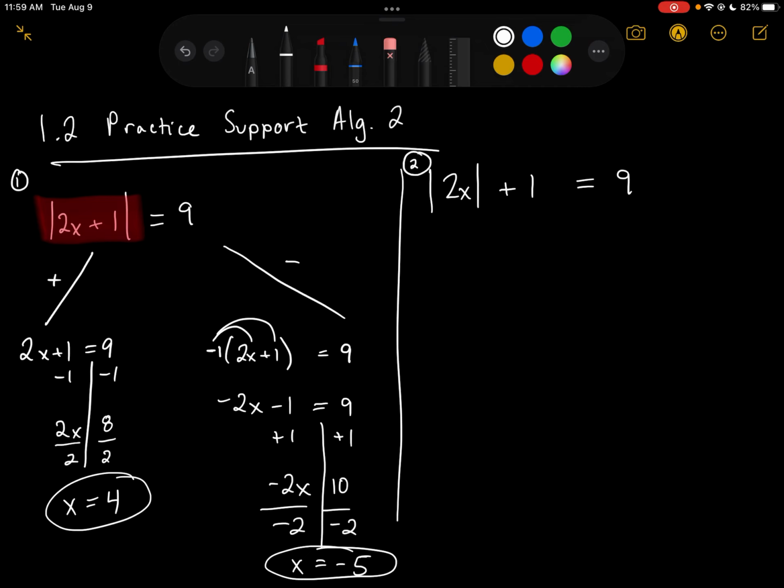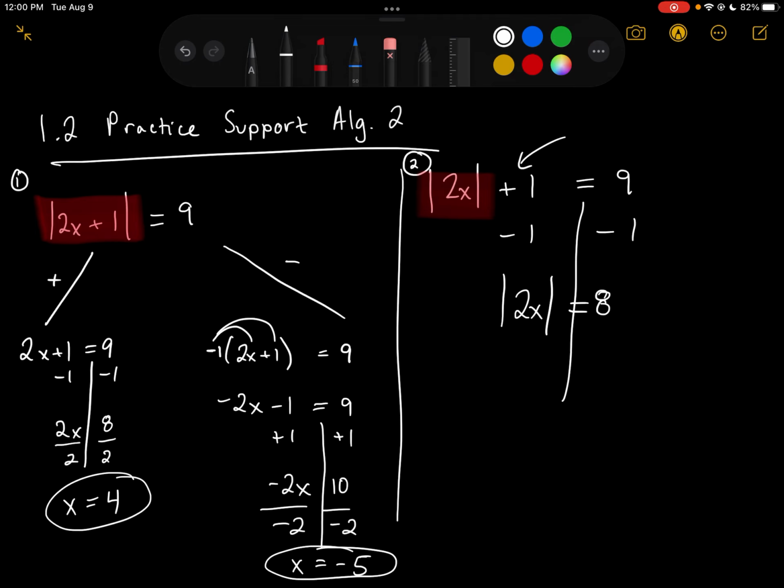The key thing to note here, in case it slipped through the cracks yesterday, is we cannot divide this into a positive and a negative side unless the absolute value is completely alone on its own side of the equation. Our absolute value is here, it's just the 2x. Right now it's not alone on its own side of the equation because this positive 1 is still there. So before we can do anything else, we have to move our positive 1 over. So we have the absolute value of 2x equal to 8 here.